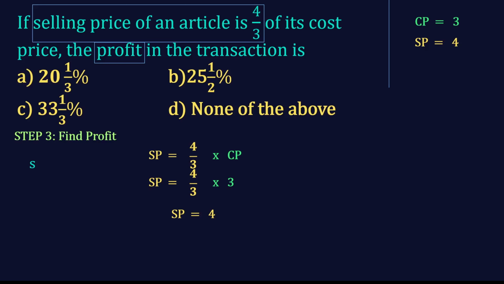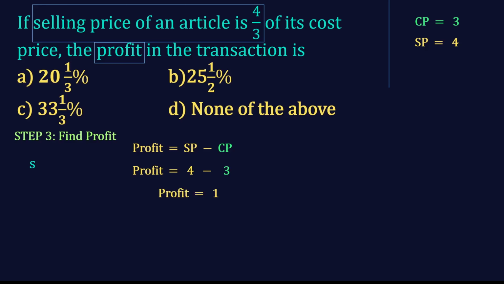So we need to find the profit. How much profit did we make selling the article? This is the general formula, which is profit equals selling price minus the cost price. We know that the selling price is 4, the cost price is 3. So the profit would be 1. Now we need to get the value in the percentage format. Let me place it there, profit equal to 1.